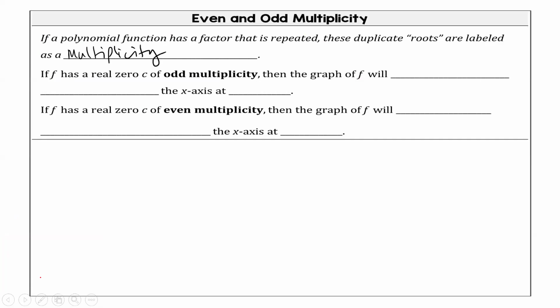Okay, if f has a real 0, c, of odd multiplicity, then the graph of f will cross the x-axis at c comma 0, at whatever that value is.